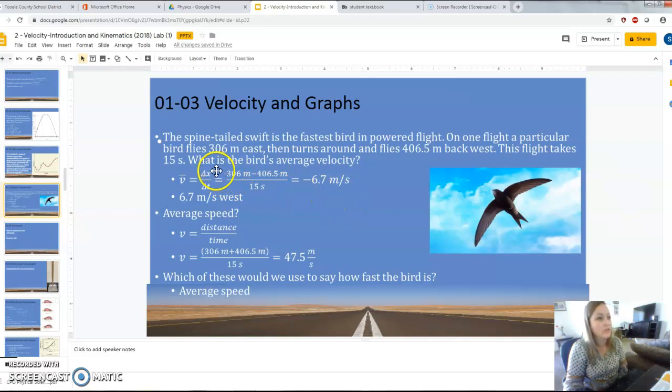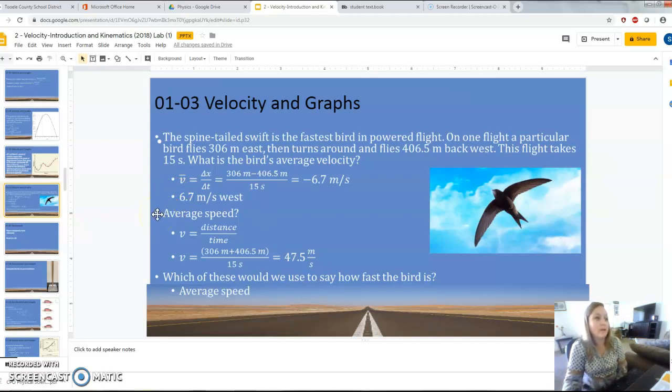So first thing we're going to do, velocity is change in displacement divided by change of time. So here we really are just using our displacement equation that we used from last class. We've got 306 meters minus 406.5 meters. We're going to divide it by 15 seconds because our initial time is at 0. And we're going to get negative 6.7 meters per second. So the negative sign means that it's going to be going west instead of east.